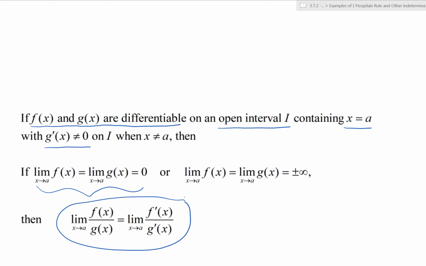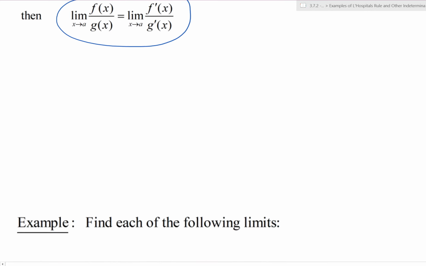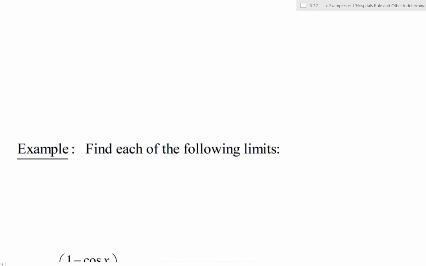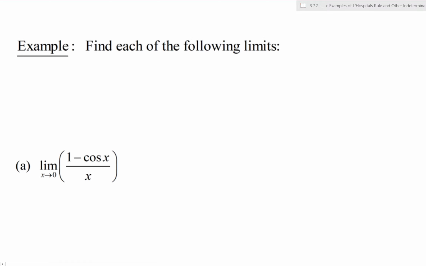However, what we're going to do now is just look at a few more examples so we get more variety. So let's do some examples. Let's find each of the following limits. Here is one right here: the limit as x goes to 0 of 1 minus the cosine of x over x.